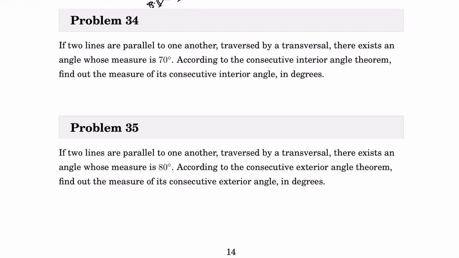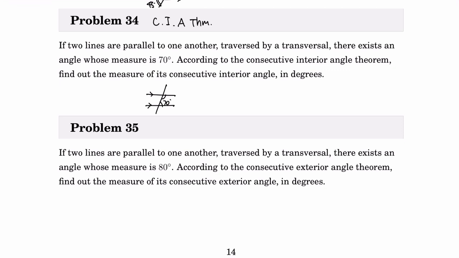Okay, so two lines are parallel to one another, traversed by a transversal. There exists an angle whose measure is 70 degrees. According to the consecutive interior angle theorem, find out the measure of its consecutive interior angle. Now, this is going to be called the CIA theorem. If you check the CIA theorem, it's going to be on the same side of the transversal. But since it's an interior angle, it must be included between the two parallel lines. So if I mark 70 degrees out here, we are looking for this particular angle that I just marked out. In fact, consecutive interior angles, especially when we have two lines that are parallel, we know that these are going to be supplementary.